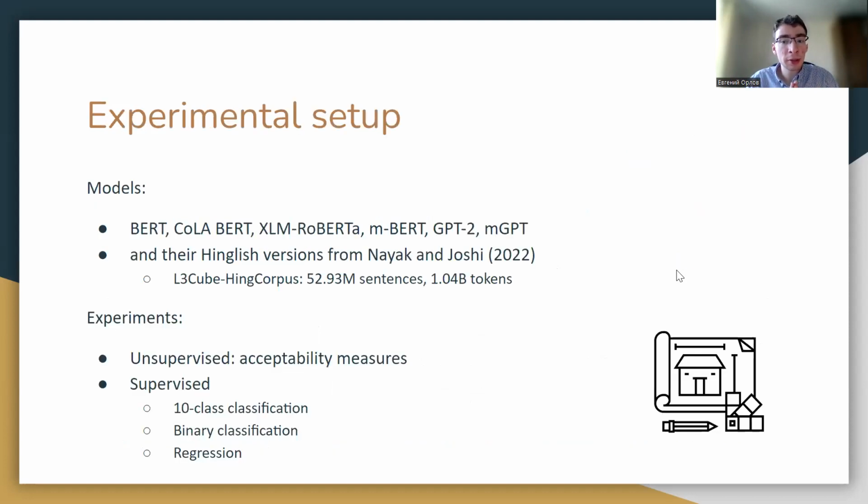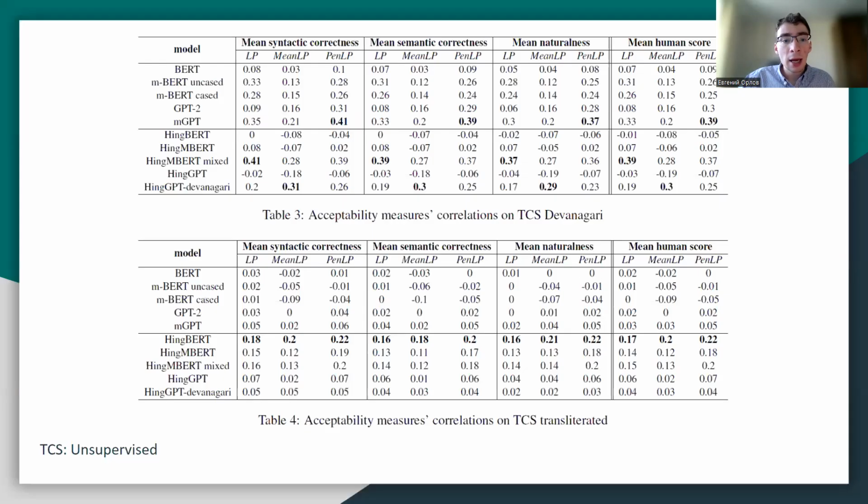Let's talk about the experimental setup that we build in our paper. We experiment with a line of transformer models, both English and multilingual, and their versions trained on CS Hinglish data by Nayak and Joshi, and they were trained on a very big corpus of real Hinglish sentences. And as I said, two setups, supervised and unsupervised. So let's proceed to the results.